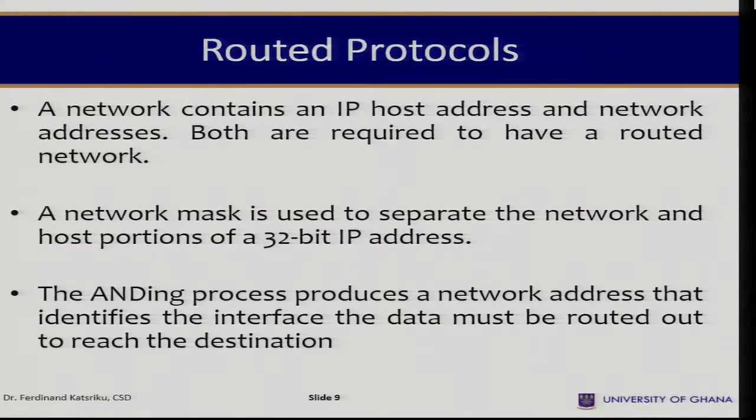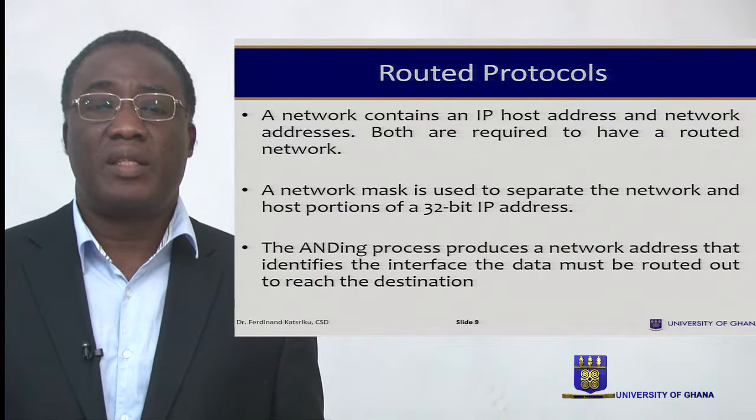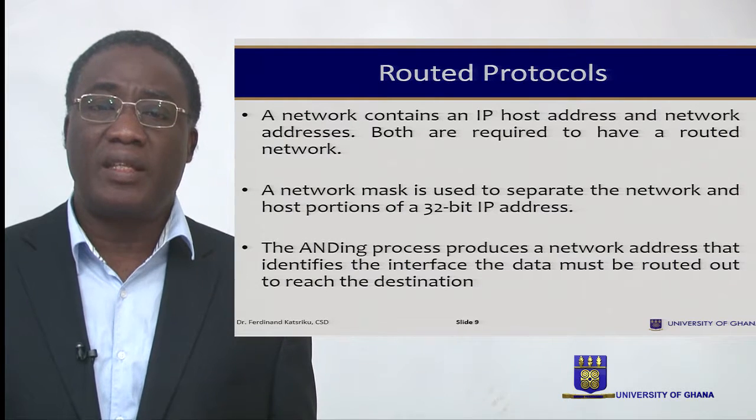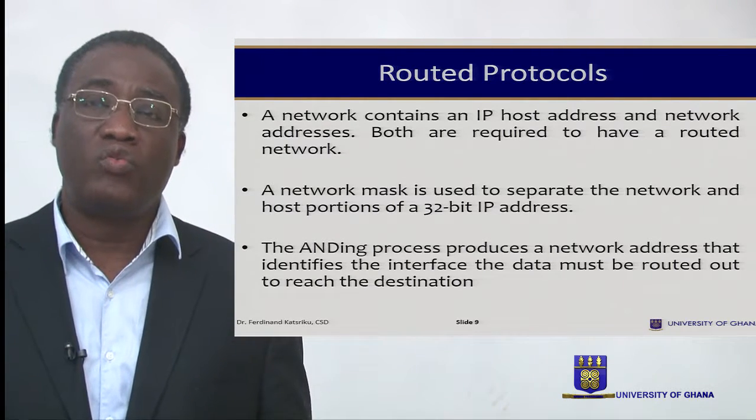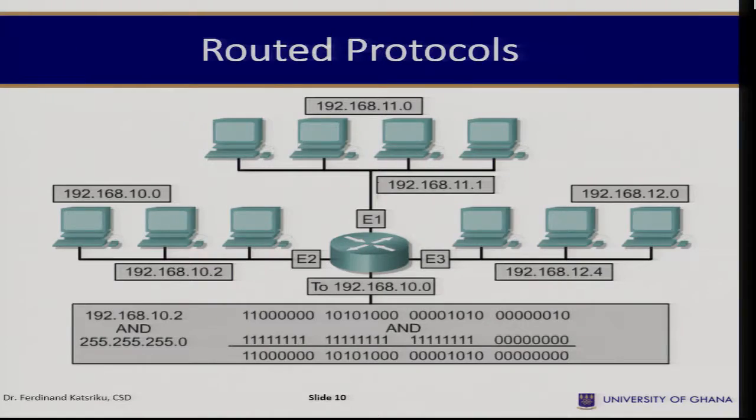A network mask is used to separate the network and the host portions of the 32-bit IP address. The ANDing process produces a network address that identifies the interface the data must be routed out onto to reach its destination. This slide shows you an example of the host addresses and the network addresses, the role of the router in all of this, and how the masking is done.